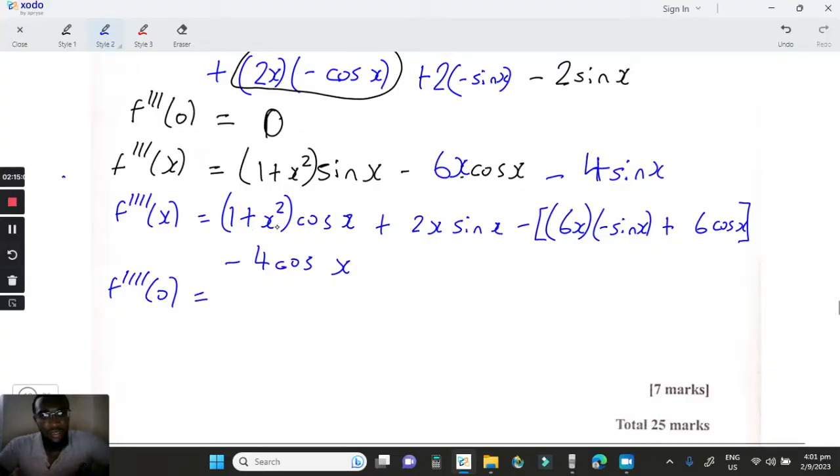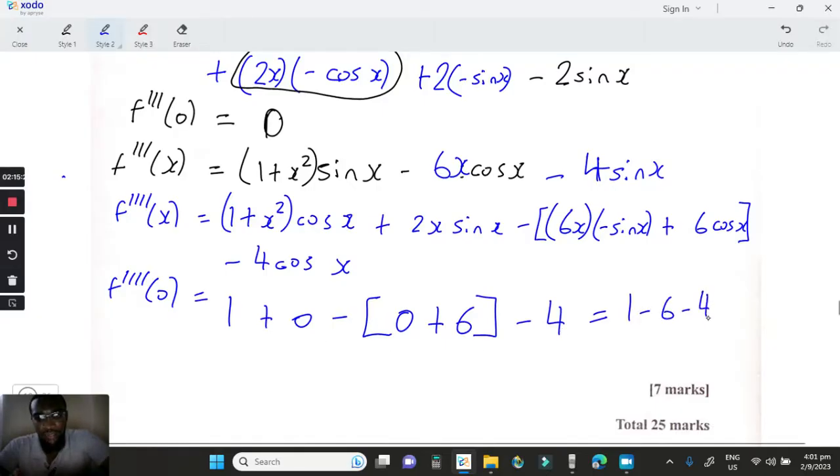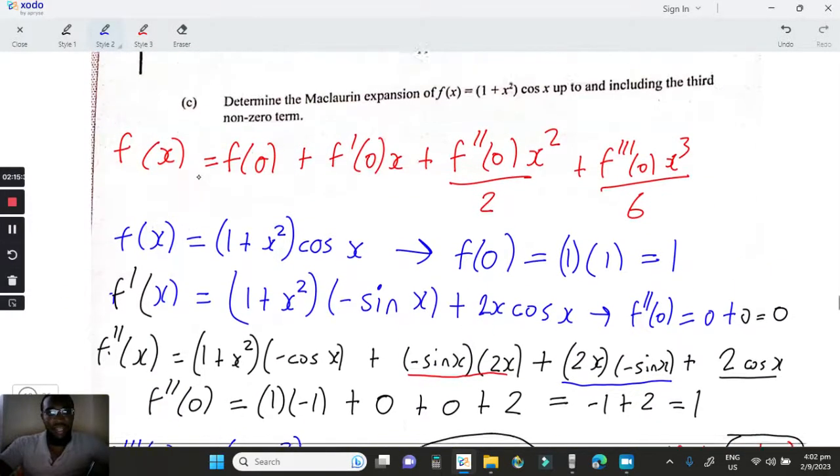Now I can plug in my 0, so my f prime prime prime prime of 0 is, this is now 1 plus 0, and cos 0 is 1. This is now plus 0 minus, anywhere I say sine is strictly 0, then I say cos x, but cos 0 is 0, so that's plus 6, minus right here, cos 0 is 1, so minus 4. So I have 1 minus 6 minus 4, which is minus 6 minus 4 is negative 10, 1 minus 10 is negative 9.